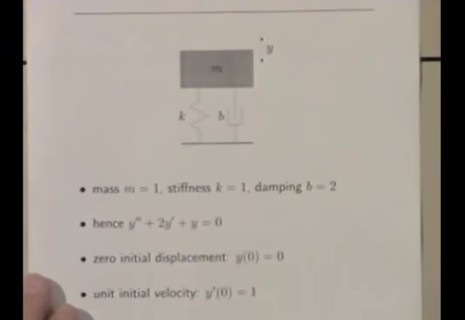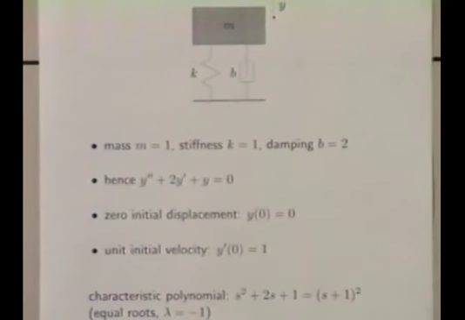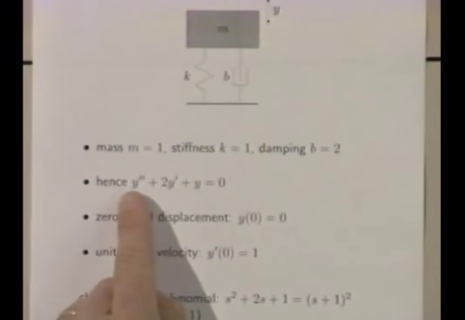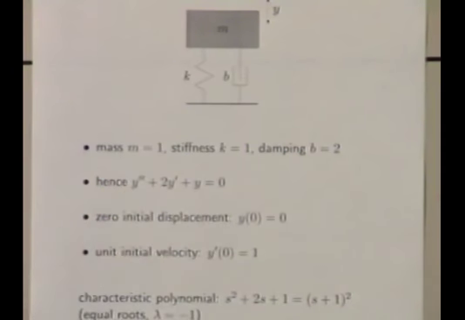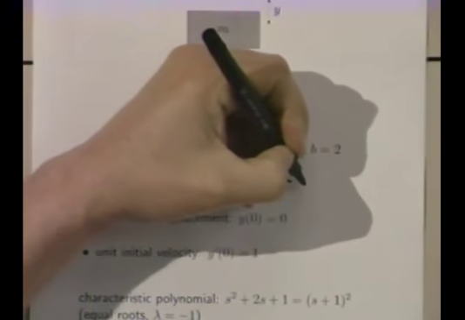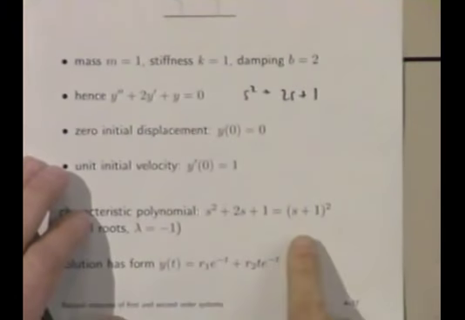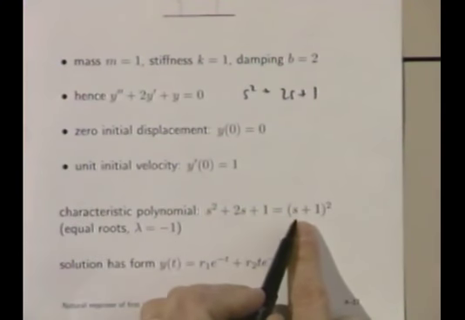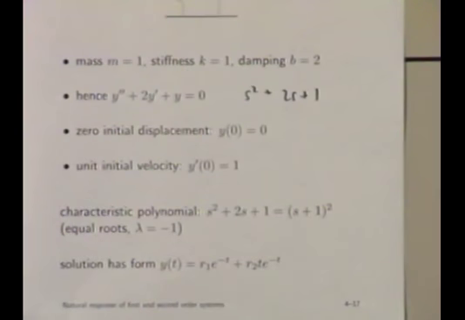Okay, so if we work this out with mass and stiffness both 1 and damping 2, that gives you the differential equation y double prime plus 2y prime plus y. The characteristic polynomial is s squared plus 2s plus 1, which, sure enough, has real and equal roots. Both roots are minus 1, and so the solution has this form.